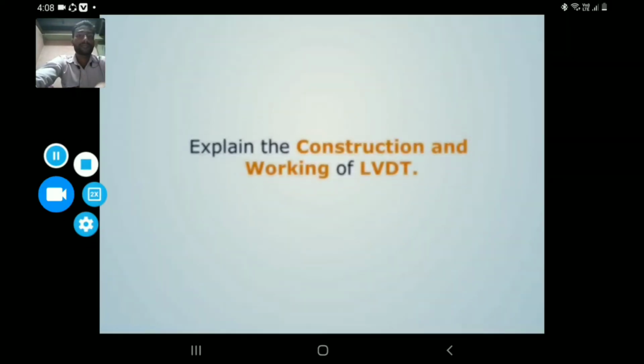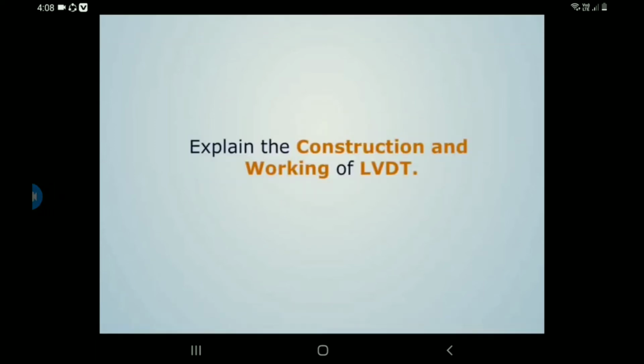Now, how does LVDT work in 3D animation? You can see this. Explain the construction and working of LVDT.